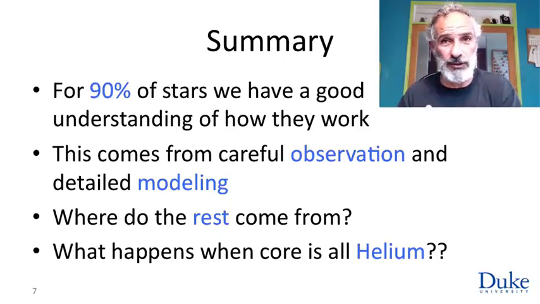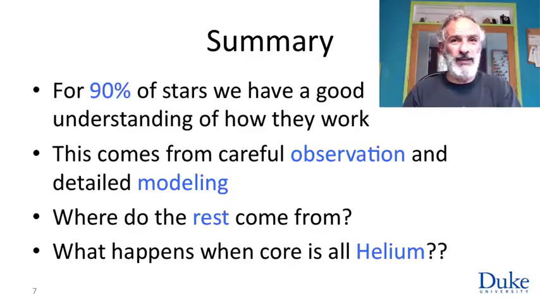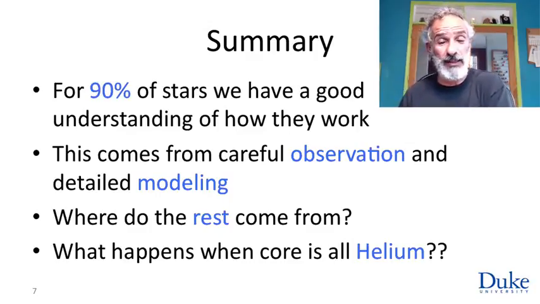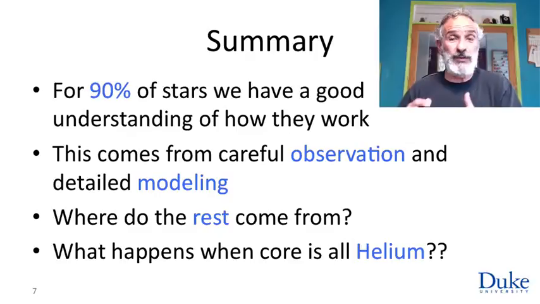A related question, it turns out, will be, well, what was the Sun like before it became a main sequence star? And even more excitingly, what happens when the hydrogen runs out and it can no longer be a main sequence star? And that is what we're going to start studying next.